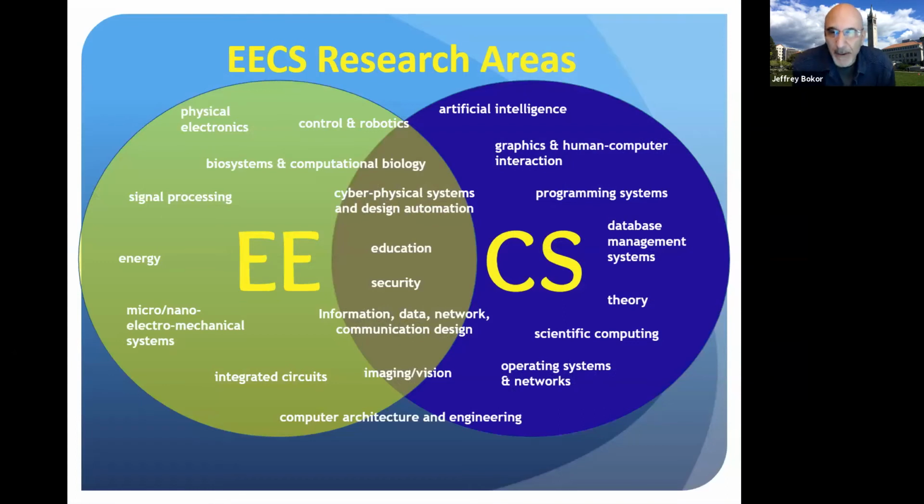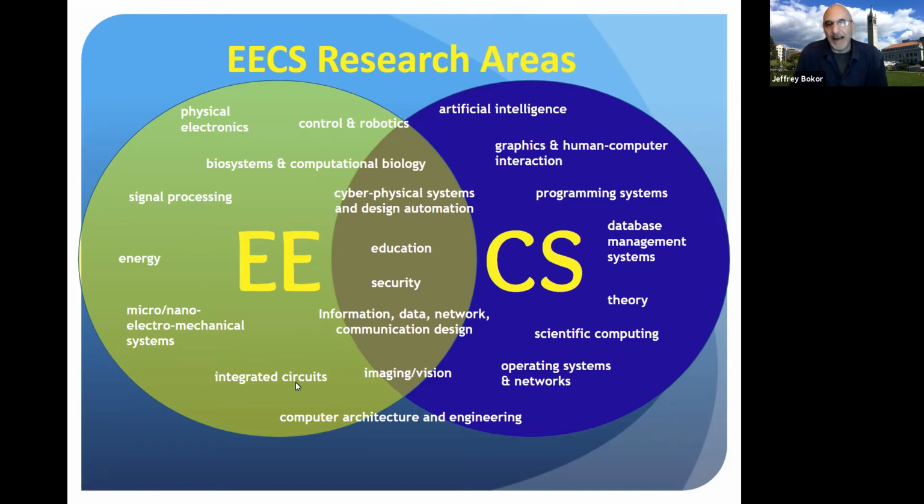Now, we're very proud of the fact that this is a unified, integrated electrical engineering and computer science department. And we span the whole range of the discipline. We like to think of it as a stack. Down at the bottom of the stack are the fundamental technologies, materials, and physics that underlie electronics. So you see over here on the left-hand side, energy, physical electronics. That means transistors and LEDs and lasers and things like that. Nano electromechanical systems, integrated circuits.